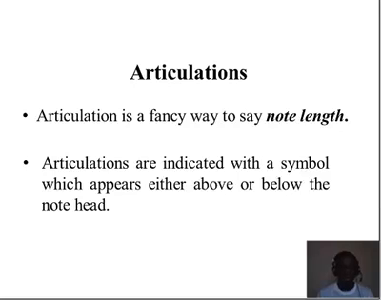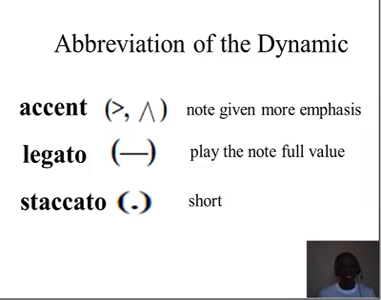Articulations are indicated with a symbol which appears either above or below the note's head. For example, articulation can be shown by simply writing out the whole word under the notes to be affected. You are going to see an example of articulation, their symbols first, then I will show you the example. These are their abbreviations. The first one is accent, which means any note where you see either this first sign or the second sign, you should emphasize that particular note. Correspondingly, you emphasize the particular letter or word on which these signs are placed. It could be placed on top or under.